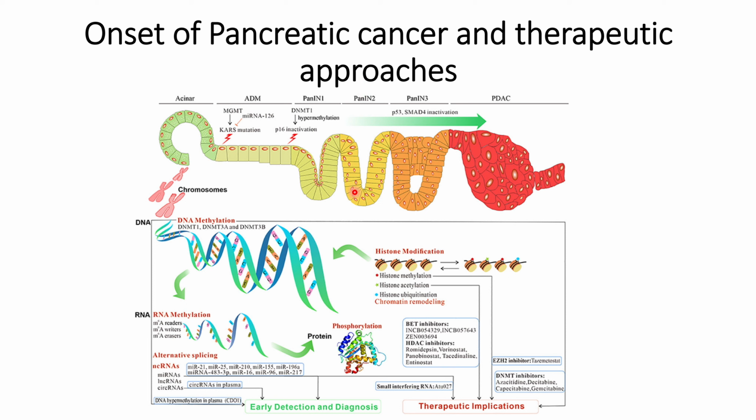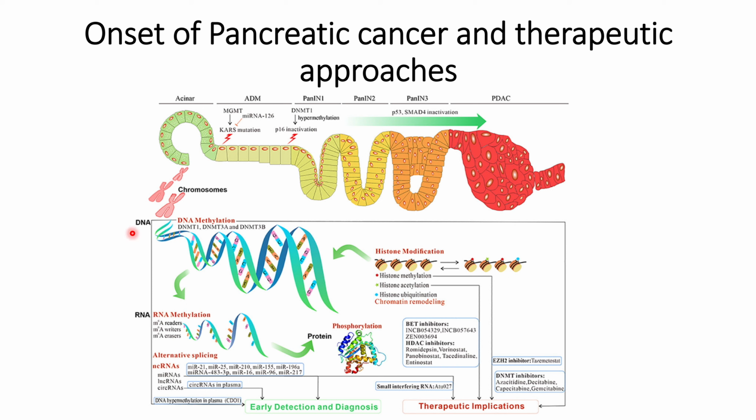stage, PanIN 1 and 2 stage, and thereafter mutations such as P53 mutations and SMAD4 inactivations occur. At the same time, the uncontrolled growth leads them to this PanIN 3 stage, and finally it leads to the aggressive pancreatic cancer stage, which is usually known as PDAC, that's pancreatic ductal adenocarcinoma. During this stage, there are several different factors that have been identified that could be the possible therapeutic targets or can be used for this early detection and diagnosis.